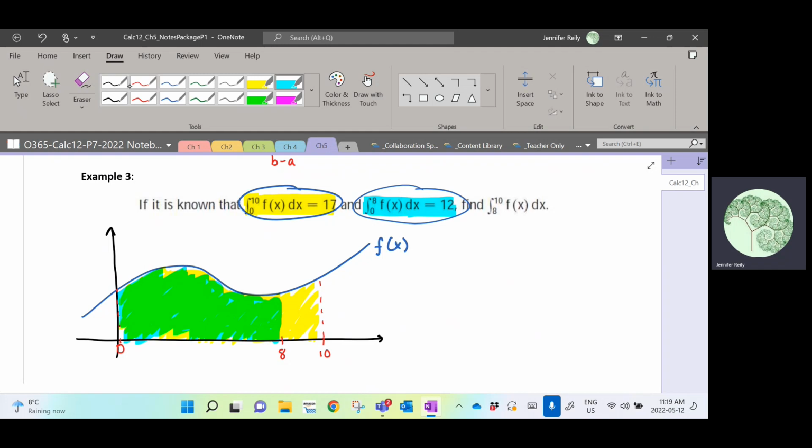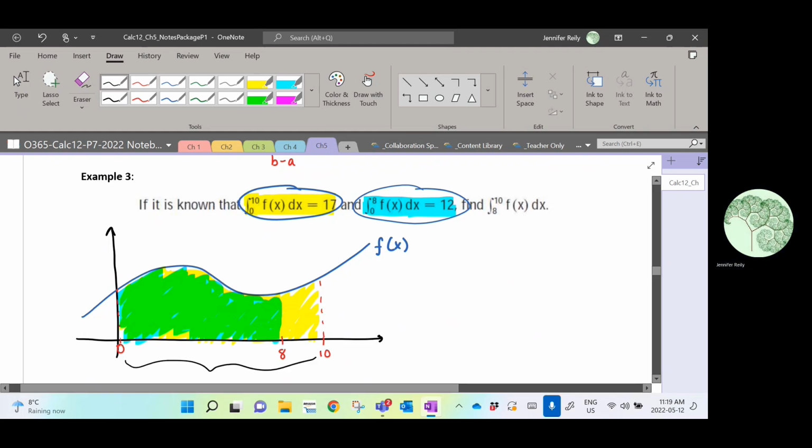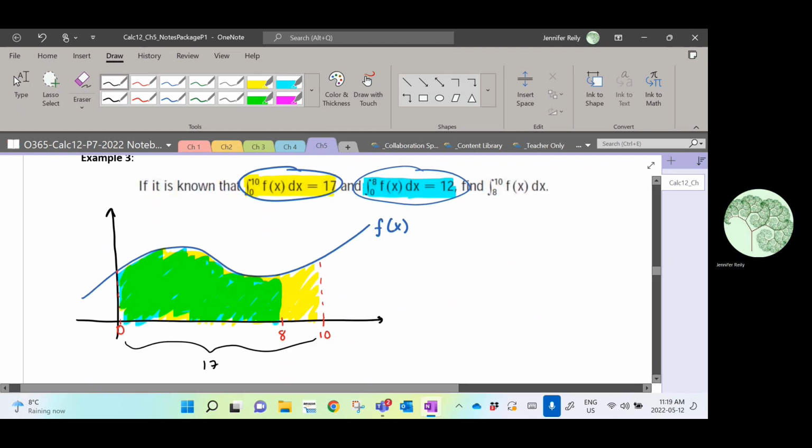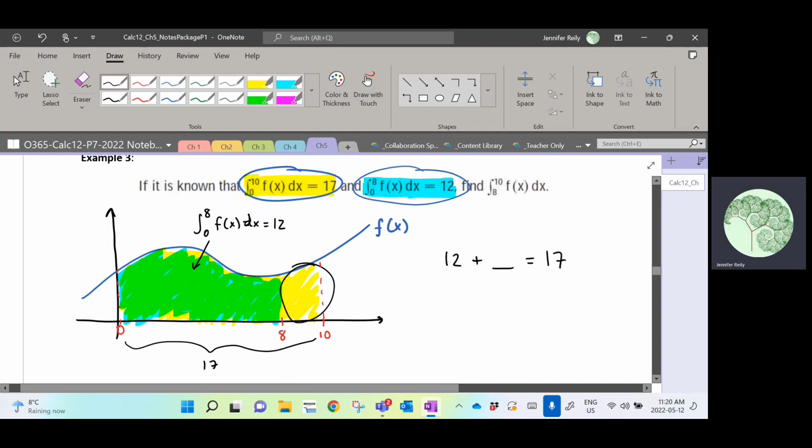Okay, so that entire thing is 17. And this part here that I've shaded in from 0 to 8 is 12. Oops, I forgot the x. So then this missing part from 8 to 10, what would that be? So logically, they'd have to add up to equal 17 in total. So 12 plus something equals 17. So 12 plus this missing area that I've circled is 17. So it would have to be 5.